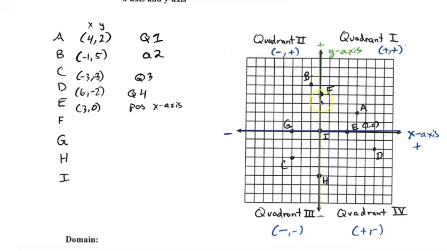So 1, 2, 3, 4. So that's 0, 4. Remember, y is the second one. That's the positive y-axis. G is right here. So that's this left 3, negative 3. That's it. So negative 3, 0.